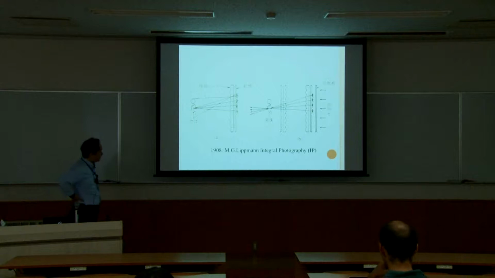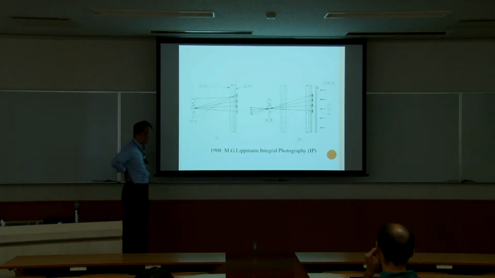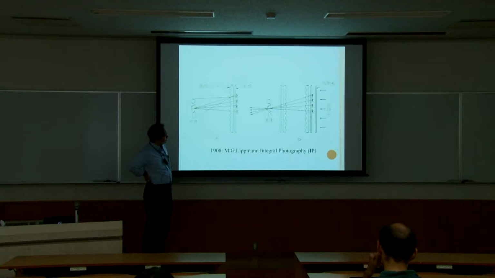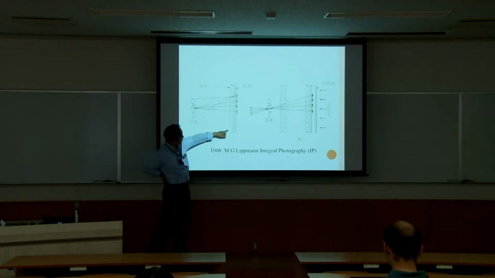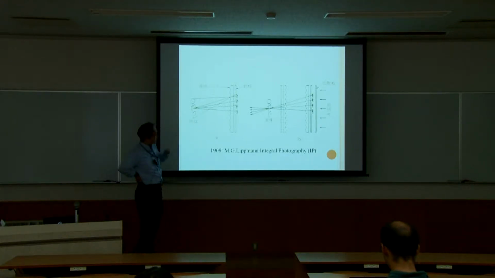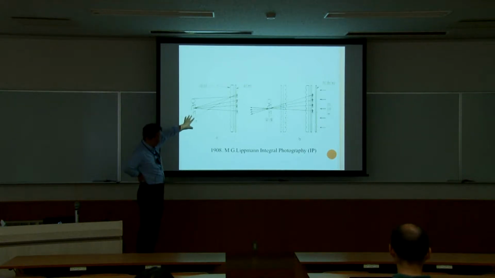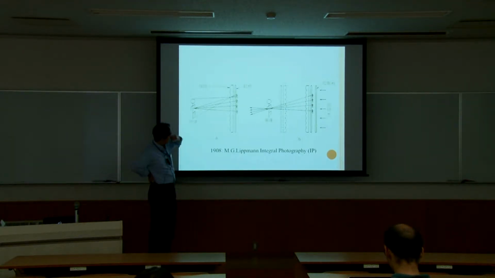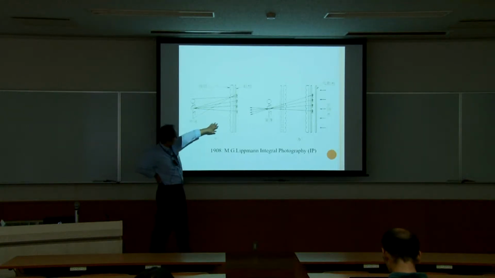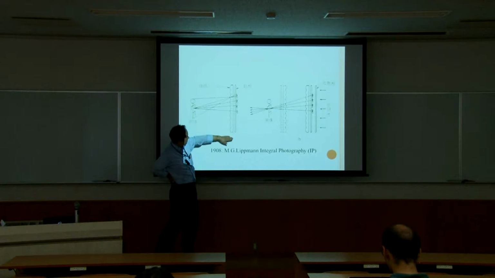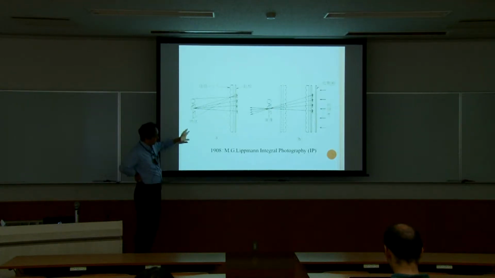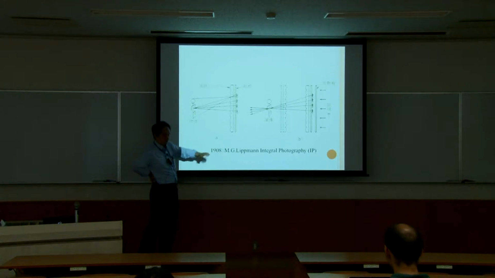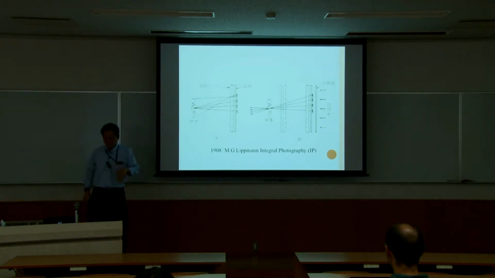And 5 years later, Lippmann invented integral photography. This technique uses lenslets. These are very small convex lenses, and the object is captured by these. So this one lenslet is like a camera, and we can see many cameras are placed here. This kind of technique is called integral photography. Please remember this word.